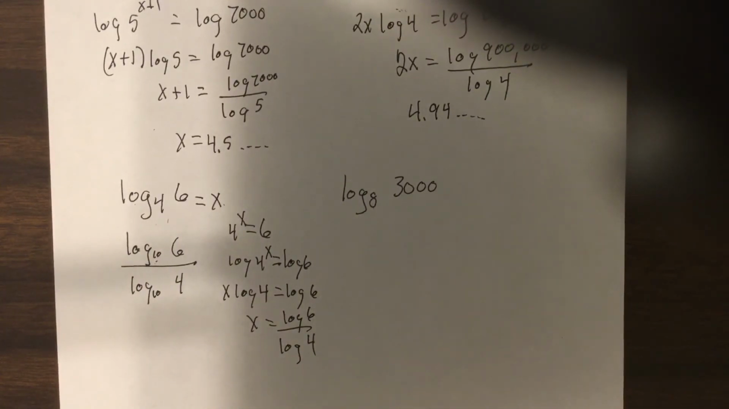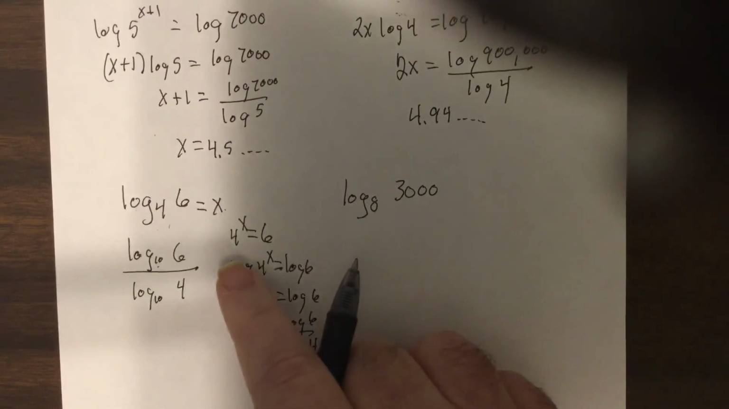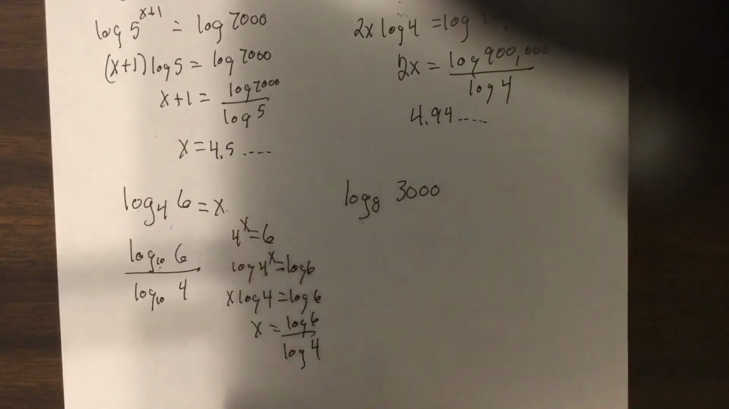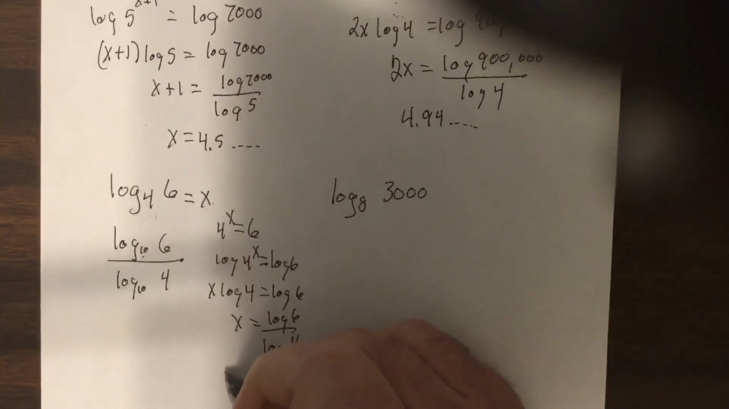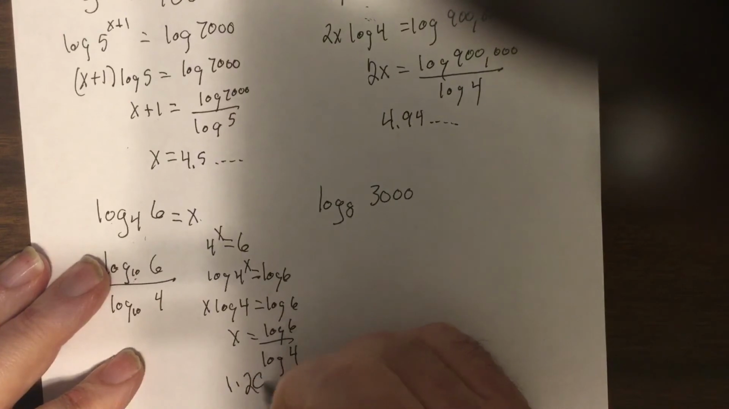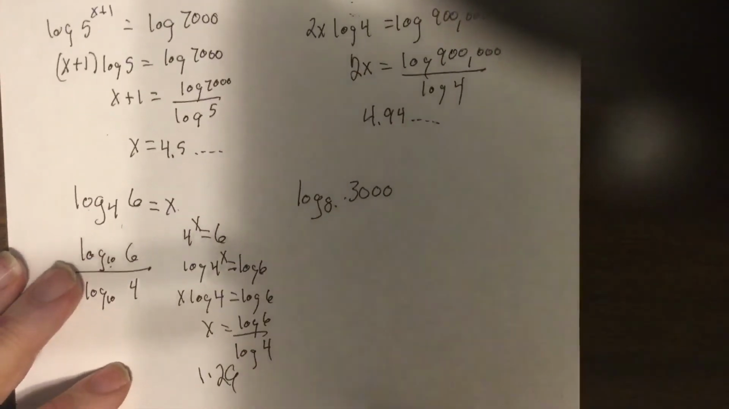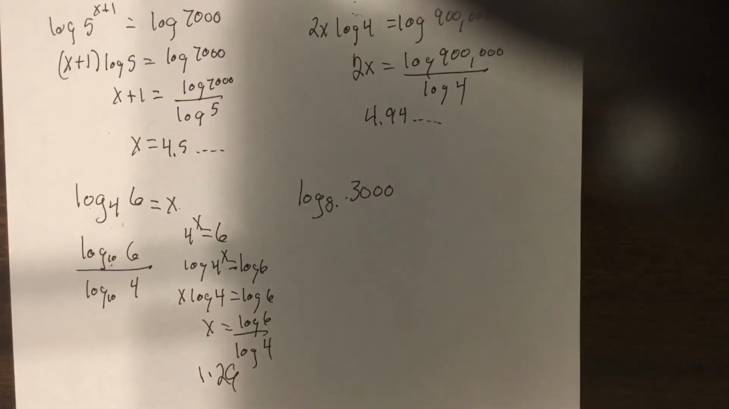Which would be, so you know 4 squared is 16, so it has to be between 1 and 2. So log of 6 divided by log of 4 equals, I get 1.29. So go ahead and do this one for me, and then turn me back on.